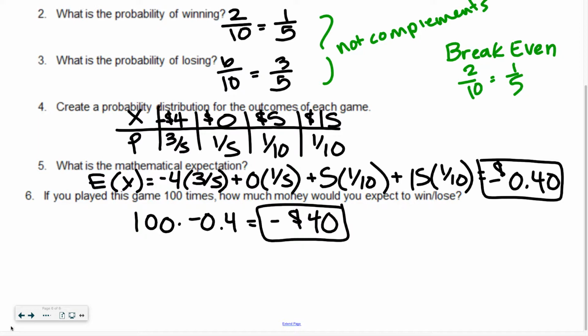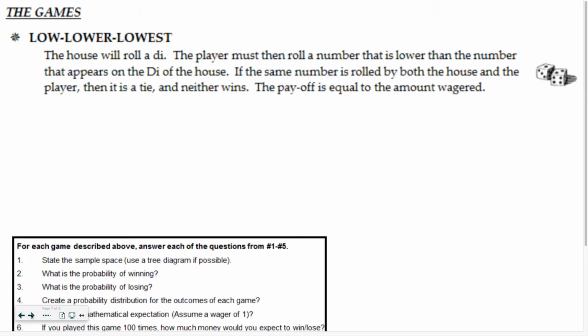Okay, now, on the back side, this is where you're doing your homework. Do you notice down at the bottom it has 6 questions, 1 through 6? If you read those real fast, those are the same 6 questions on the front side. So you're just doing the same thing we did in the examples for each of the 5 games. After you do the 5 games, then you go back and you do those reflection questions.